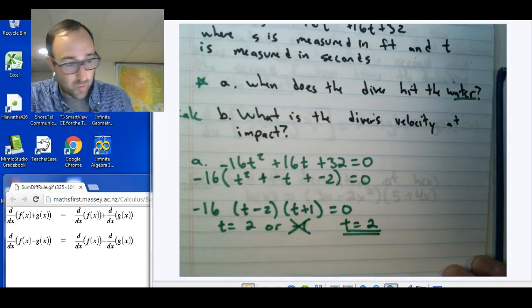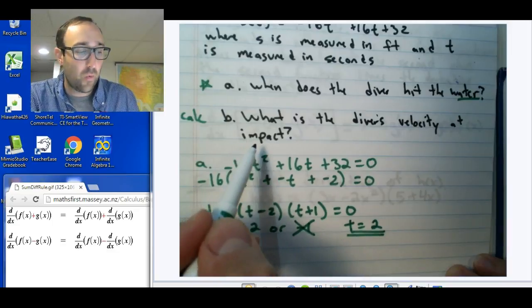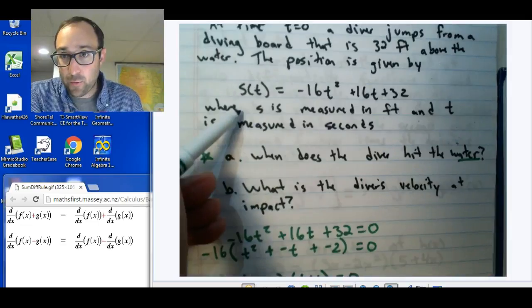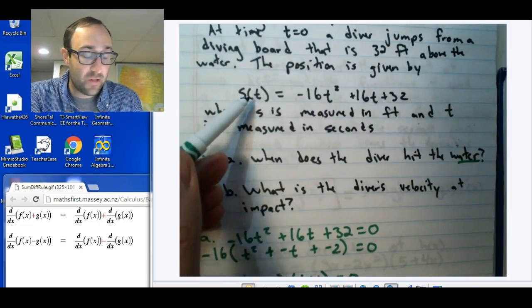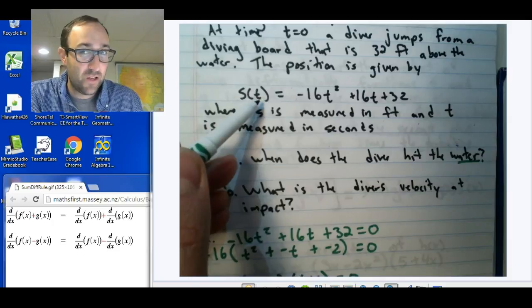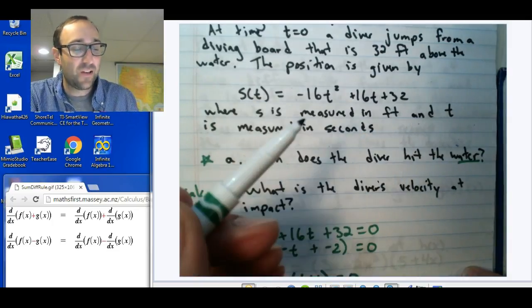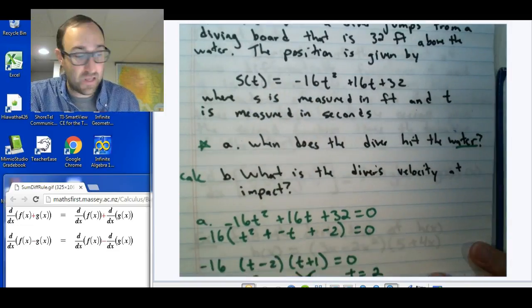So now, what is the diver's velocity at impact? When they hit the water, what is their velocity? If we find the slope of our original function, that's going to tell us the velocity. So if we differentiate this function, we're going to be able to find the equation for the slope at any given time, and then we can plug in this 2.